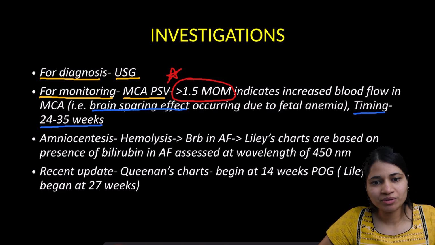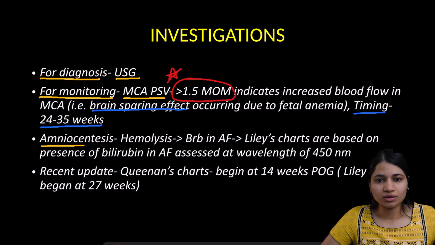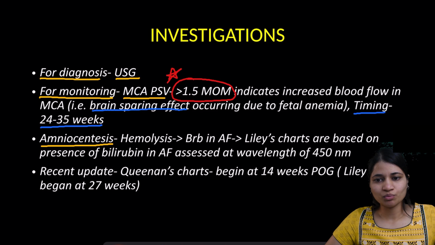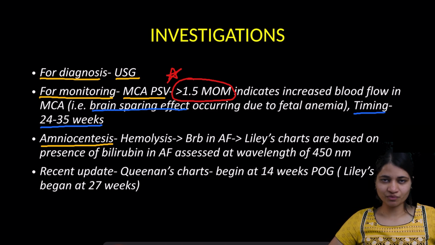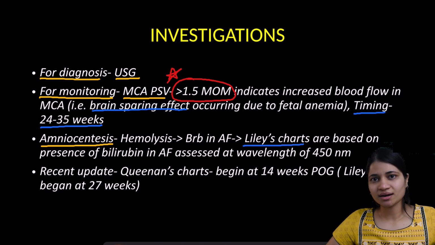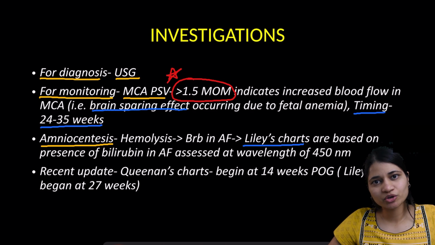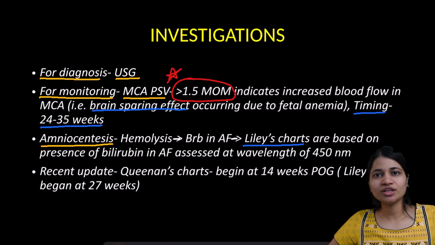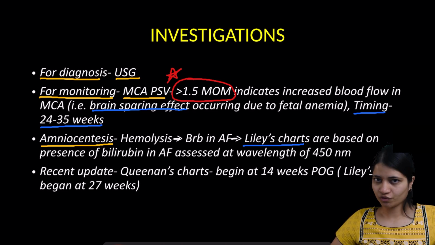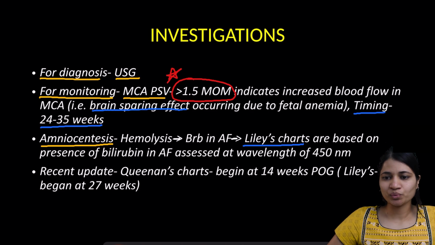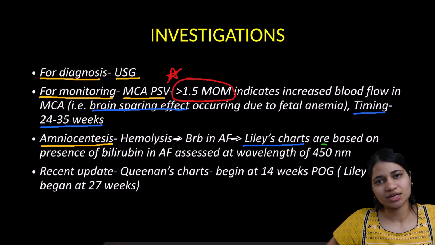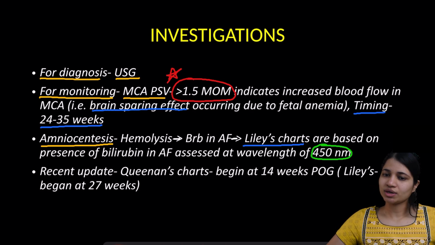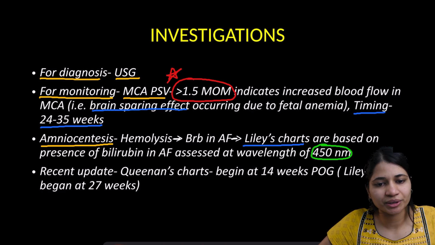Now we come to amniocentesis. Earlier what we used to use were Liley's charts. What was the concept of Liley's chart? Whenever there occurs hemolysis, there occurs the release of bilirubin. This bilirubin collects in the amniotic fluid. Now this causes a change in the optical density of the amniotic fluid. This was assessed at a wavelength of 450 nanometer. So as we used to say, delta OD 450 was used to assess the degree of fetal anemia.